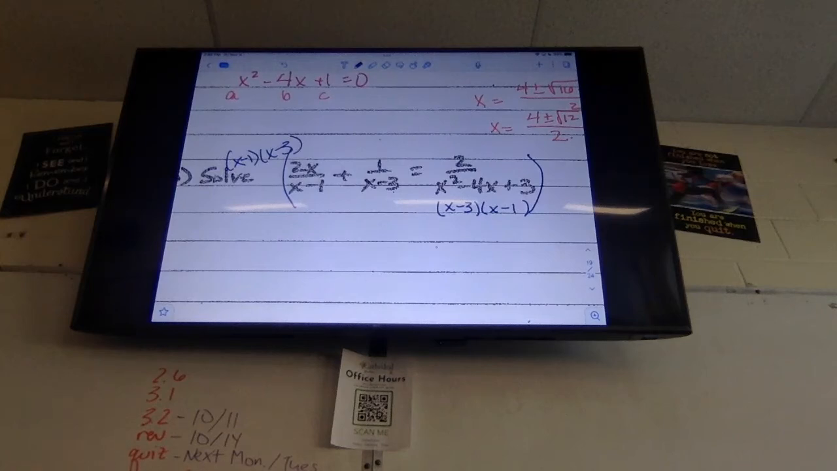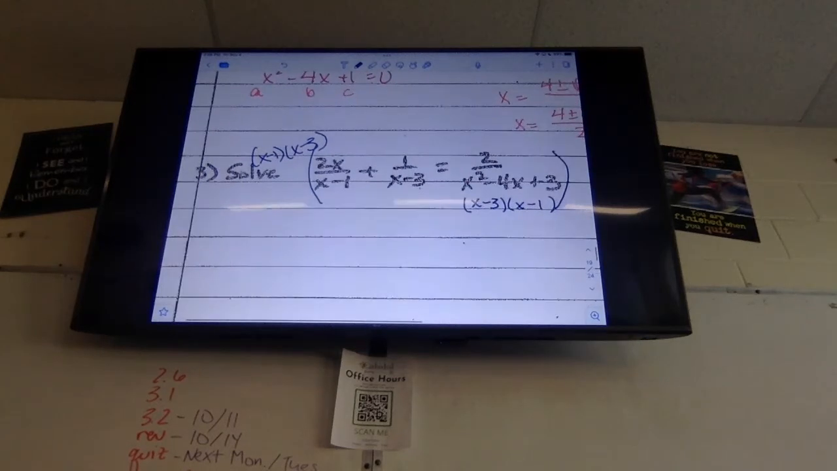At least one thing, if not both, will cancel on all of these terms, so it will all look a little bit more simple momentarily. The first one I've got 2x over x minus 1, so the x minus 1's cancel, and I get 2x times x minus 3. Then I do 1 over x minus 3 times x minus 1 times x minus 3, and the x minus 3's cancel, so I get 1 and x minus 1. And then on this last one, I've got an x minus 3 in the denominator, so those cancel, and I've got an x minus 1 in the denominator, so both of those cancel. So I'm just left with a 2.